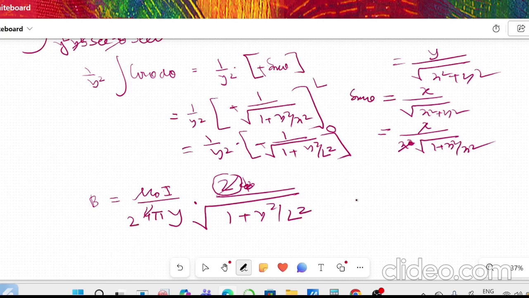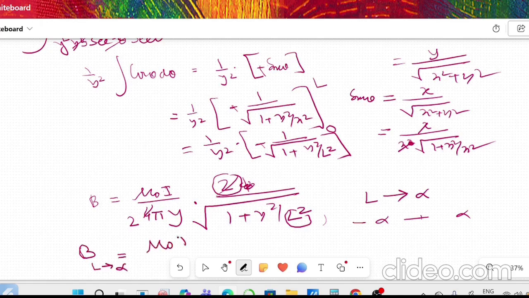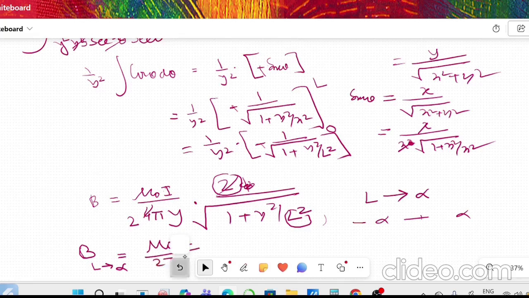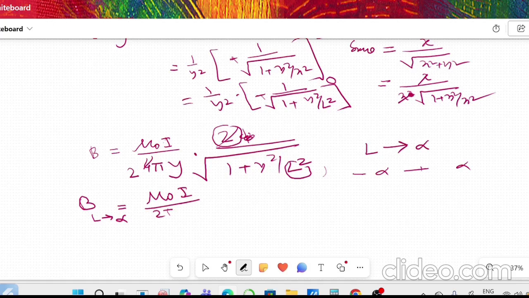Now, if you consider a very special case, suppose L tends to infinity. So our limit will go from minus infinity to plus infinity. But if L goes to infinity, this thing will go to 0. So if the length of the conductor tends to infinity, then we will get mu 0 I by 2 pi y. So this is a very important result. In this way, you can calculate the magnetic field due to a long current carrying conductor.